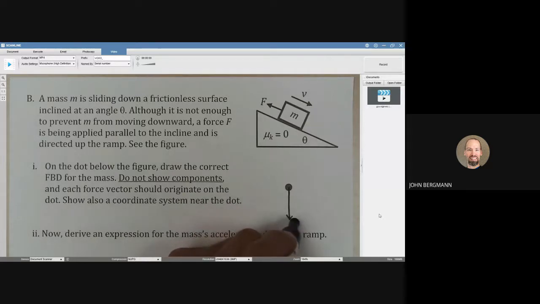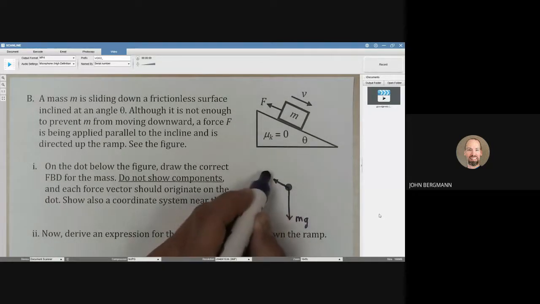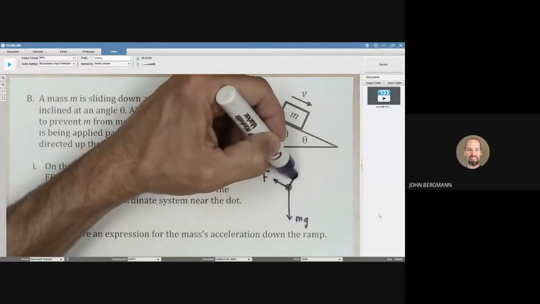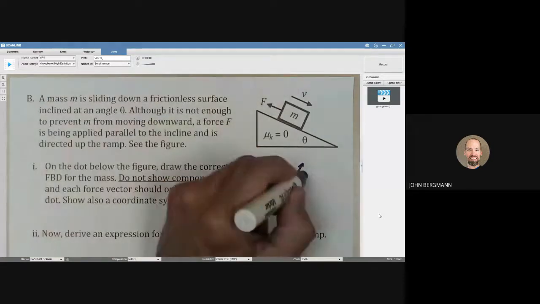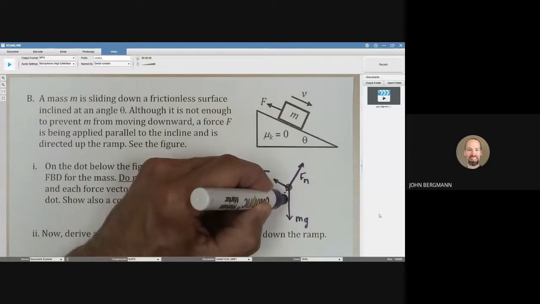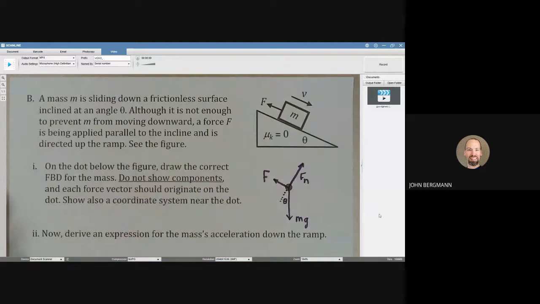What do we have here? I think we have the weight, mg, which acts straight downward. We have the applied force, which is acting that way. And then we have a normal force that is at right angles to the surface. And then right in there, that isn't a force. I'm just showing what you should have learned in a previous physics class: the angle of incline and the angle between mg and the perpendicular to the surface are numerically equal. So I'm showing theta in there.